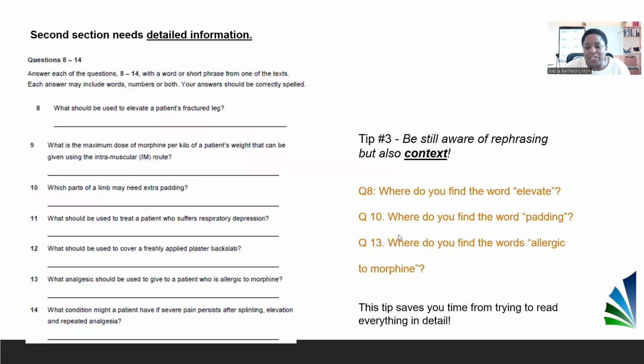All right, let's look at 10. Where do you find the word padding? What's the question? Which parts of the limb may need extra padding? Okay, again, a limb. They're going to be talking about leg or foot. And what needs extra padding? Extra support, extra buffer, but where would you find the word padding or something that sounds like padding in the context of dealing with a limb?